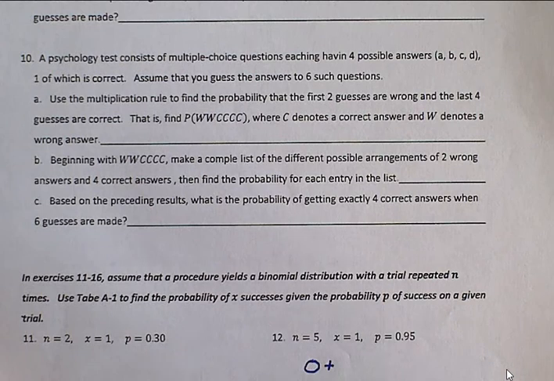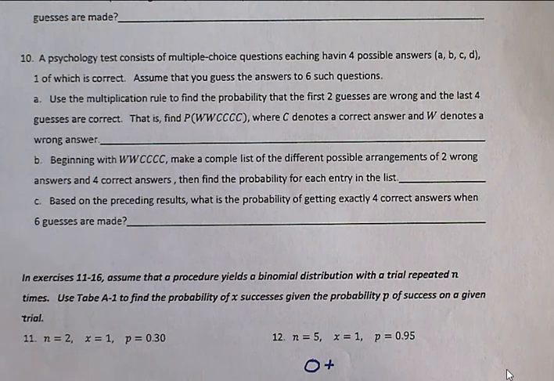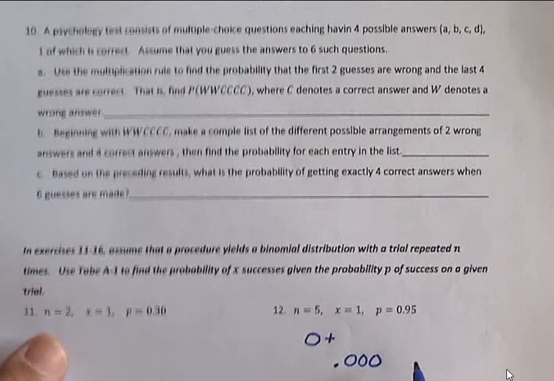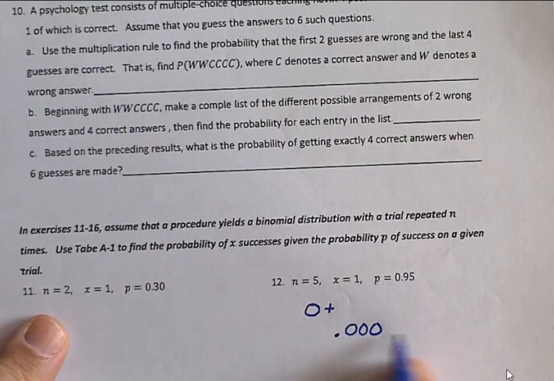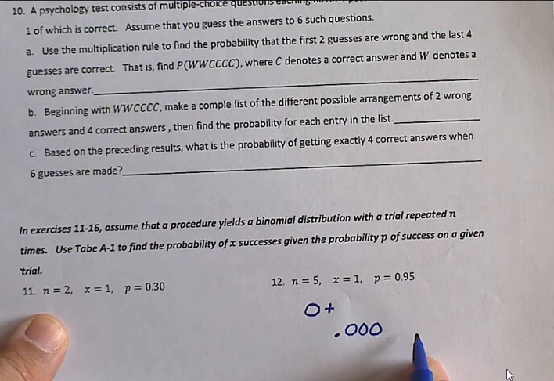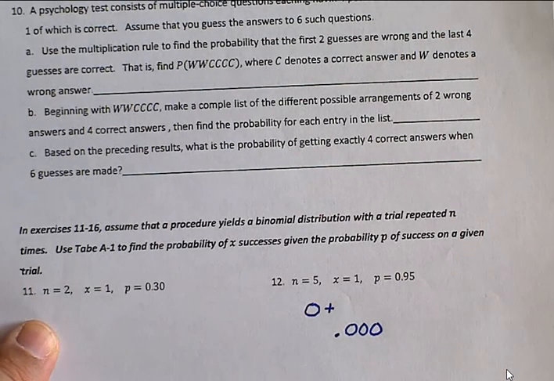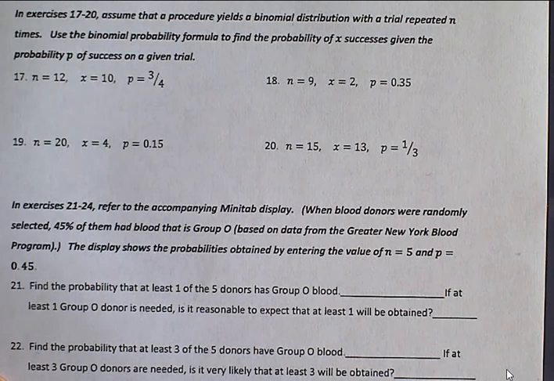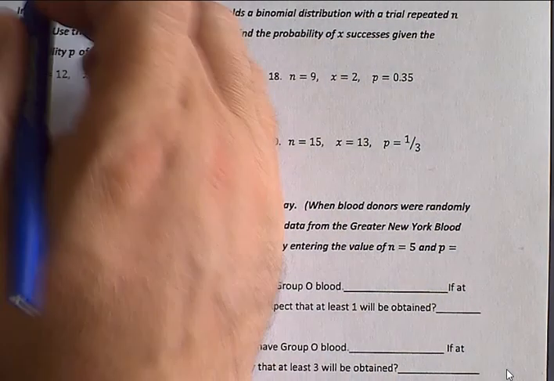And virtually what they're saying is it's 0.000, and then the rest of the digits are somewhere past here, but there eventually would be some. Okay, so that's what they're asking you to do on number 12, and the same is true on 13 through 16.